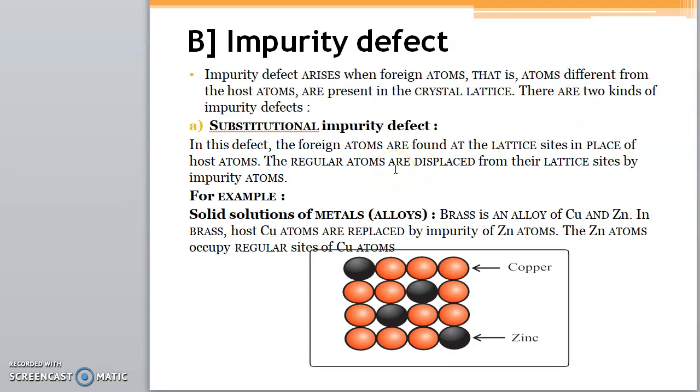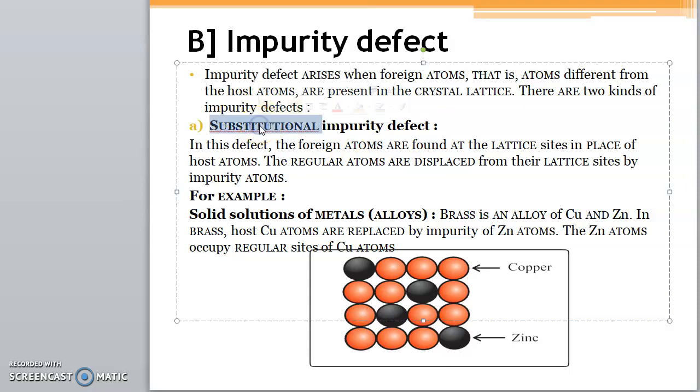Now how many types of impurity defects are there? There are two kinds. One is substitutional impurity defect. The word itself is quite understandable: substitution means you take my place, I'll take your place. In a football match there are 11 players, and when one person is added it becomes 12, but that is not possible; there is only substitution. So one team can have only 11 on the pitch, because the player is substituted. In the same way, in this defect the foreign atoms are found at the lattice sites in place of host atoms.